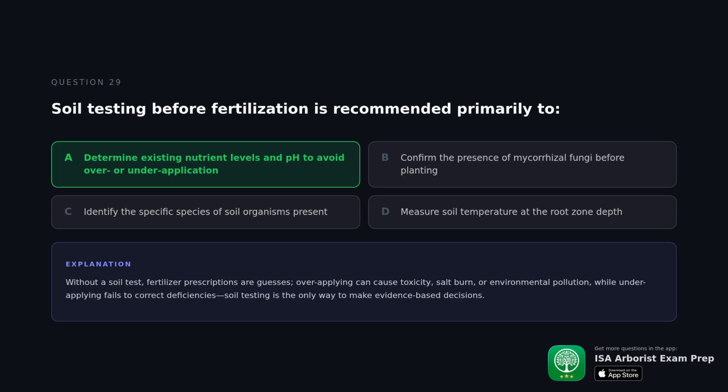The correct answer is determine existing nutrient levels and pH to avoid over or under application. Without a soil test, fertilizer prescriptions are guesses. Overapplying can cause toxicity, salt burn, or environmental pollution, while underapplying fails to correct deficiency. Soil testing is the only way to make evidence-based decisions.